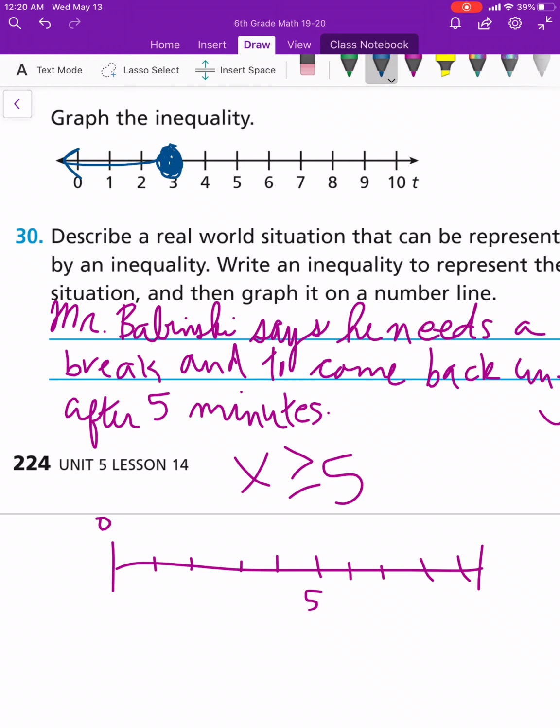We would do color it in and draw an arrow going that way.